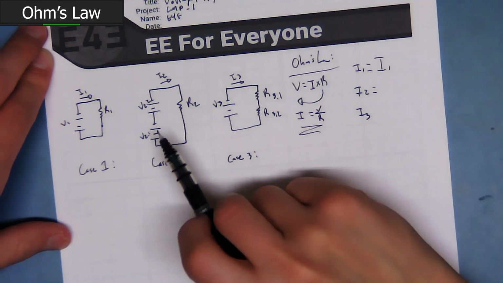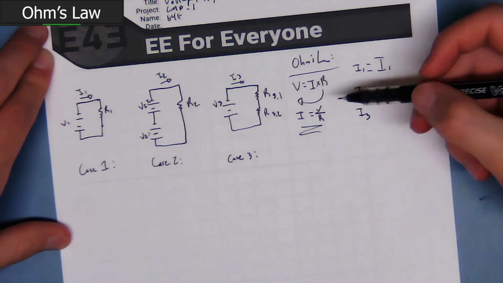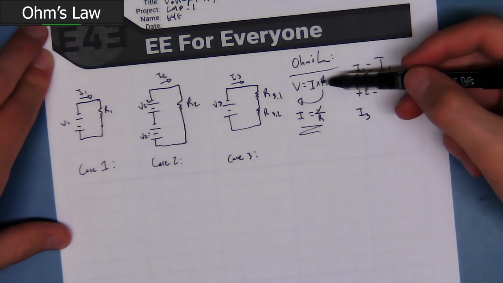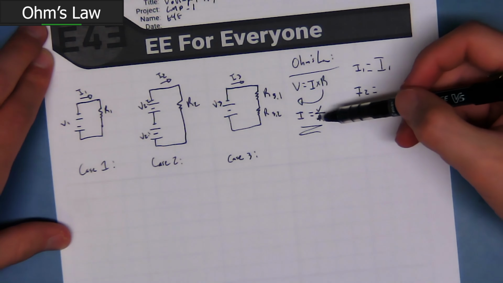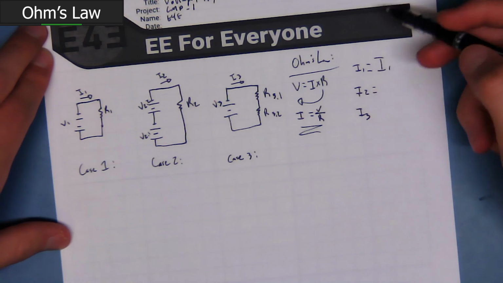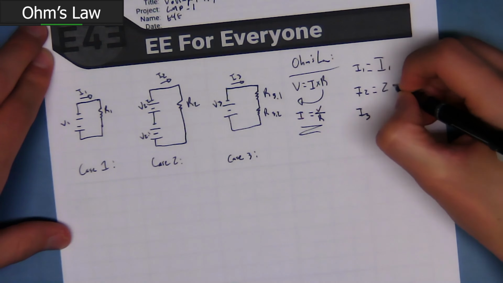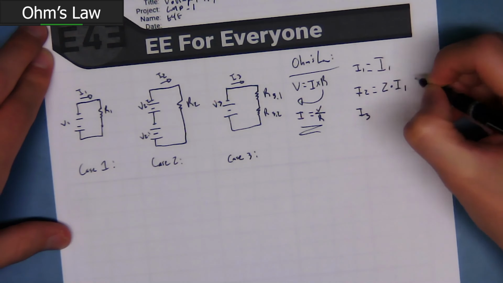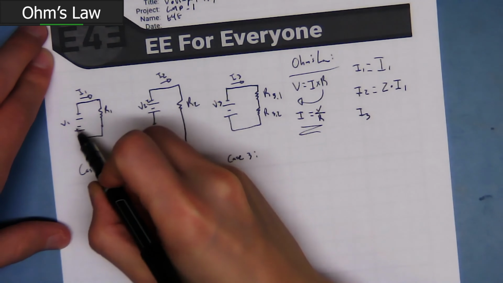Well, I2 has two voltage sources and one resistor. Voltage equals current times resistance. Current equals voltage divided by resistance. If the resistance stays the same and the voltage doubles, we don't really know what I1 was, but we know that I2 will be equal to 2 times I1, because the voltage 2 is twice the voltage 1.